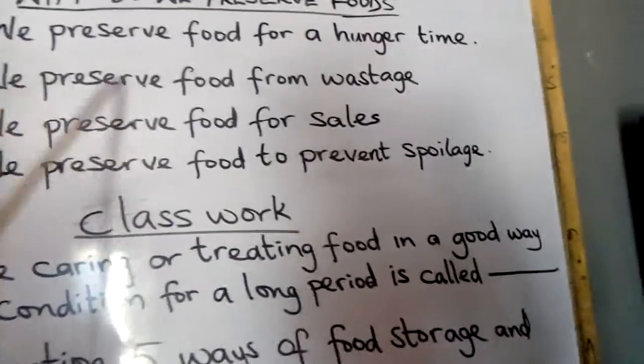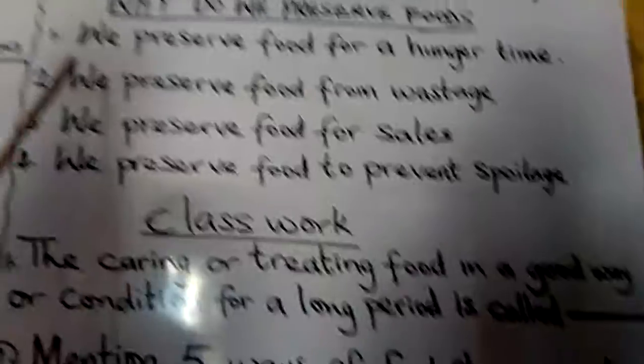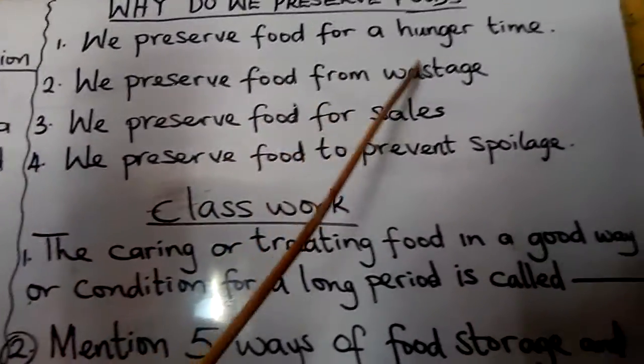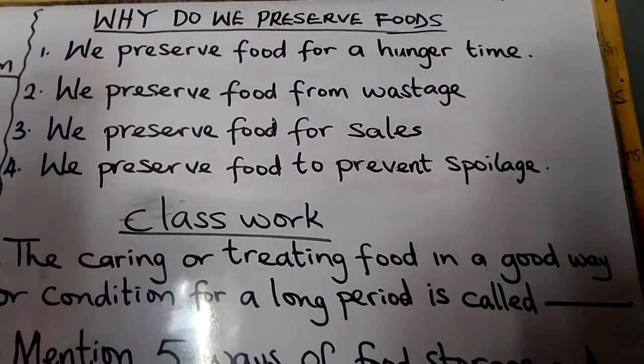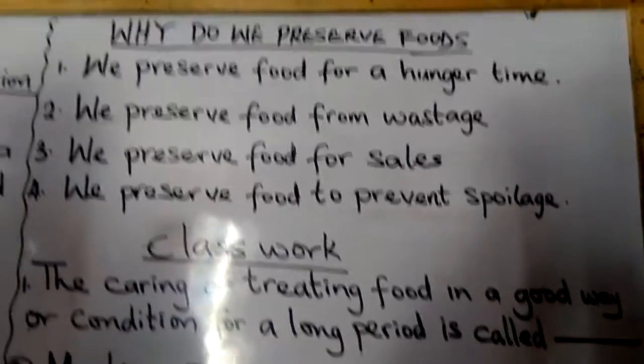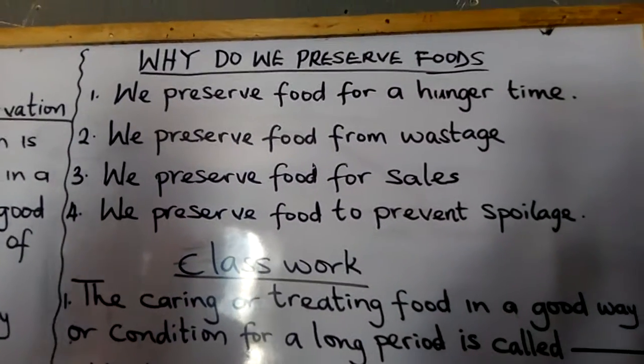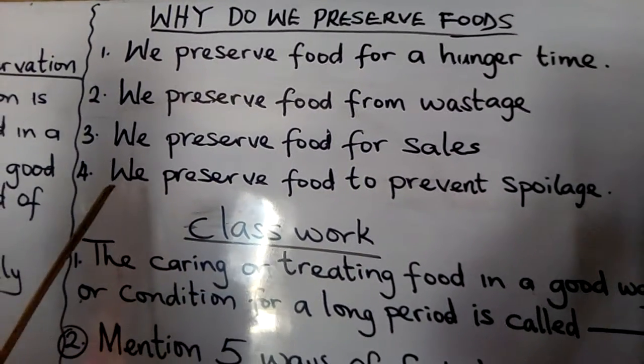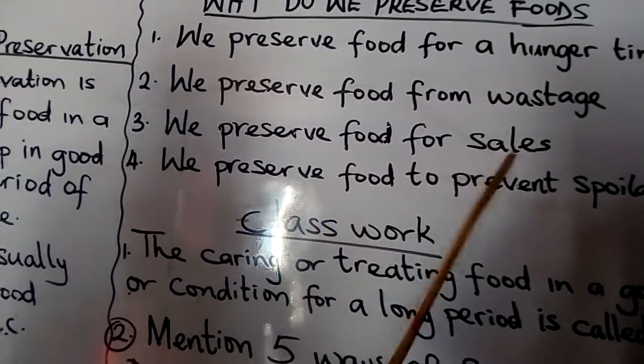Another one is that we preserve food from wastage. It's not good to be wasteful. So you preserve your food from what? From wastage. We also preserve food for sales.